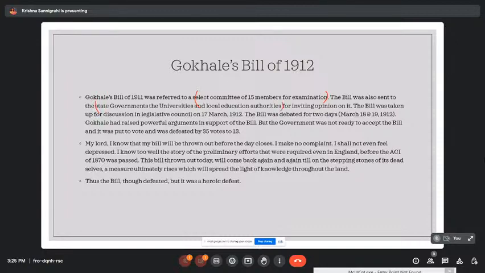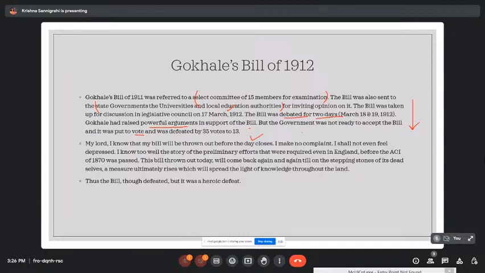And then it was taken up for discussion in the Legislative Council on 17th March 1912. The bill was debated for 2 days, and Gokhale raised powerful arguments in support of the bill, but the government was not ready to accept it, and it was put to vote and was defeated by 35 votes to 13. So there was an appeal to bring about these changes, but it was not accepted and it was defeated.